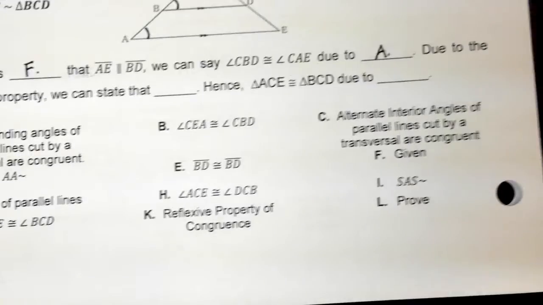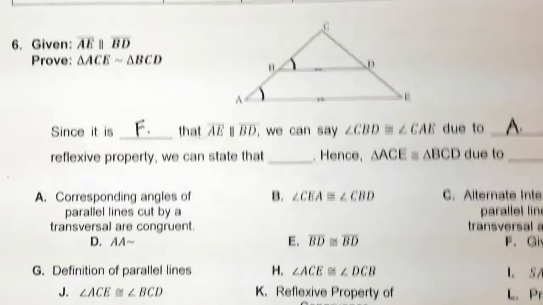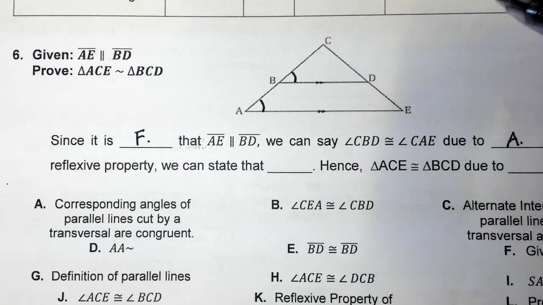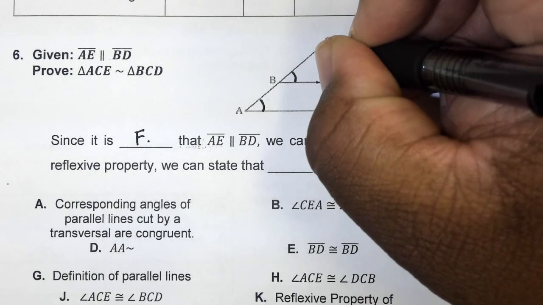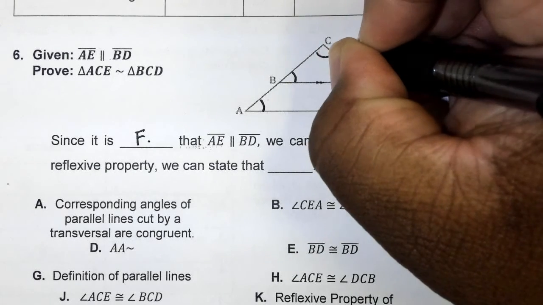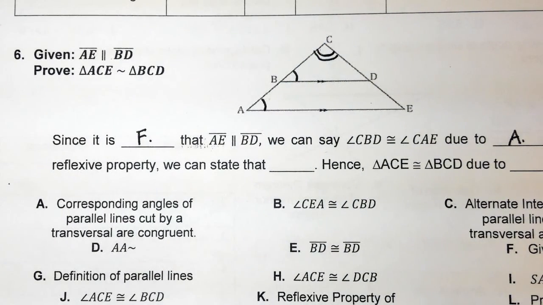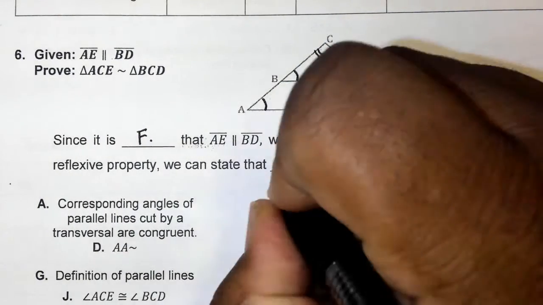Next it says due to the reflexive property, we can state that. What did somebody say? I can't hear you. Said D? E. Oh, E. No. I put J. It is J. Oh, okay. On this one, they're reflexive, they share an angle. Okay. So ACE and BCD, they share this angle up top here. Alright. So J.